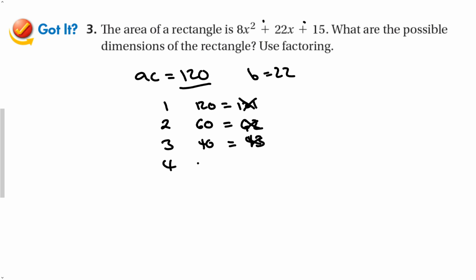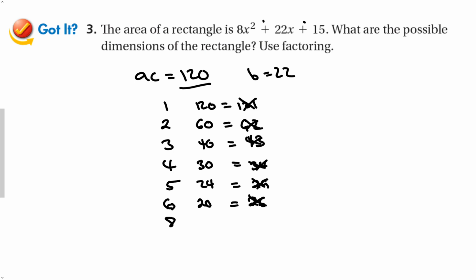4 goes into 120 30 times. That's 34. No good. 5 goes into 120 24 times. Add them together. We're getting closer here. 29. No. 6 goes into 120. How do I know? Because both 2 and 3 do. And it goes in 20 times. And that's 26. Close, but still not 22.